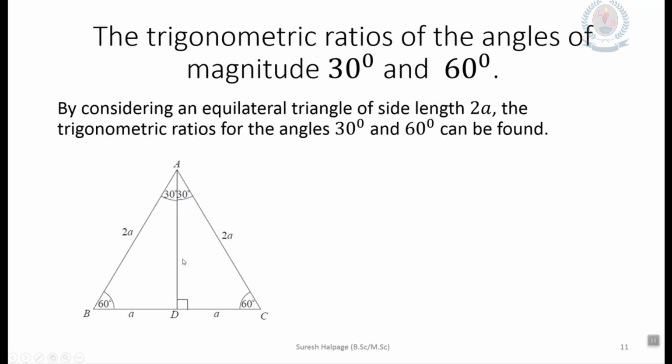So draw a perpendicular bisector. When you draw a perpendicular bisector, the angle is equally divided, 30 degrees and 30 degrees, with side length 2a. So what happened to this height AD? Use Pythagoras theorem to find out AD.